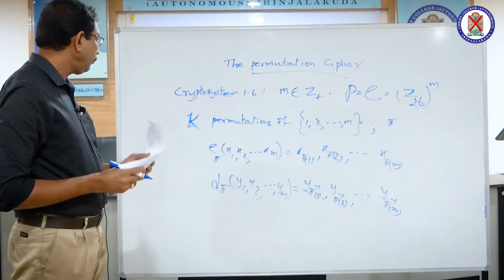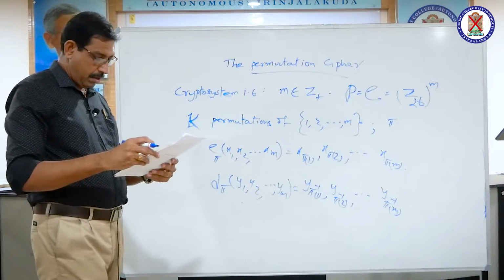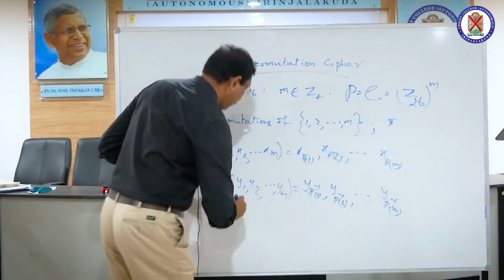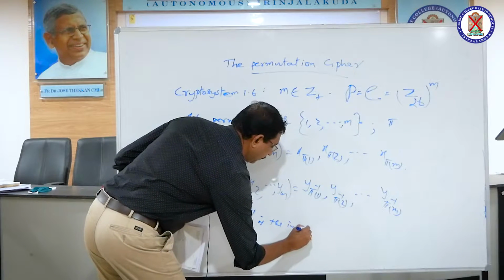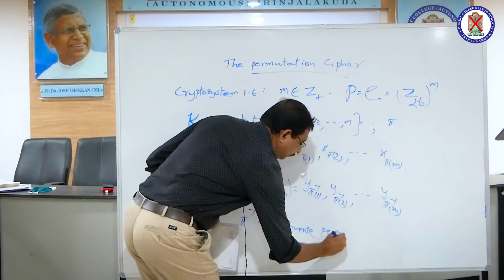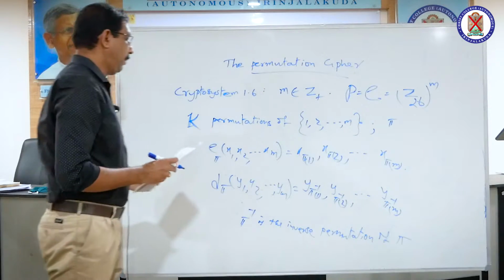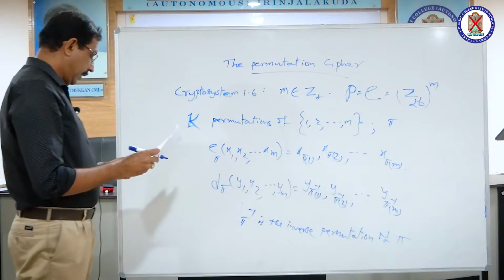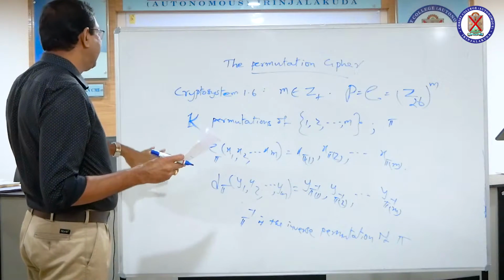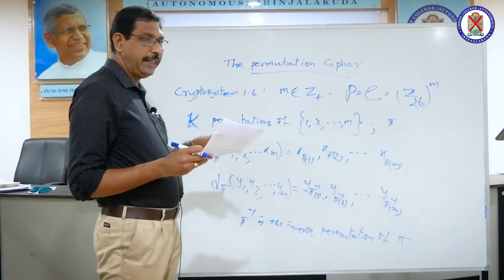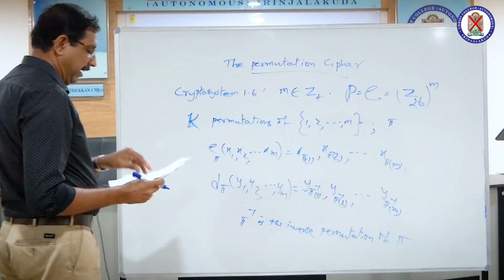Therefore, actually, for decryption we will use the inverse permutation. Pi inverse means the inverse permutation of pi. Therefore, in the permutation cipher, P and C are m copies of Z26, K is the permutation on 1 to m, where m is a positive integer, and E pi and D pi are defined in this manner.